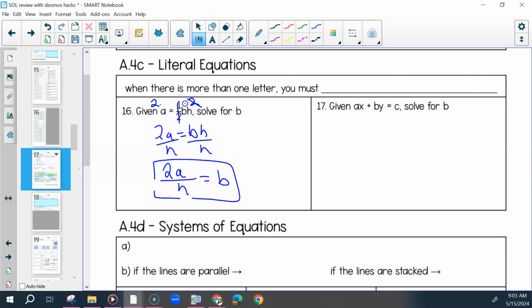So literal equations you have to know how to solve. There is no desmos hack for it. Questions on 16 before we do 17?